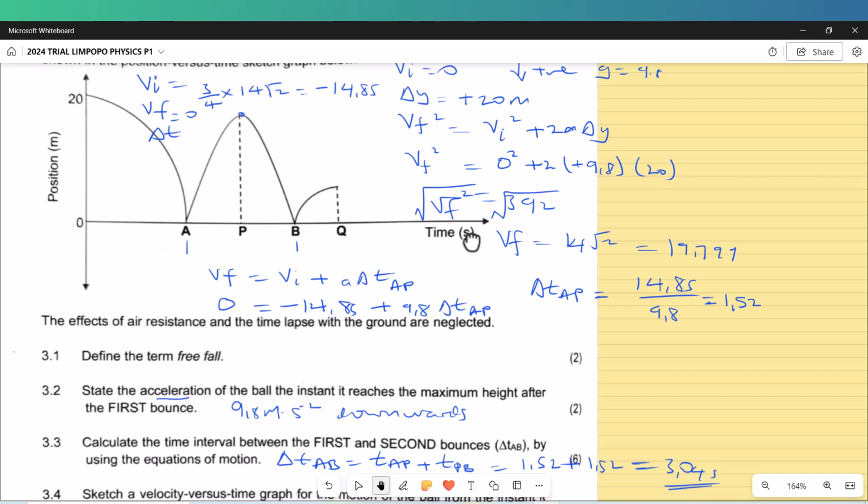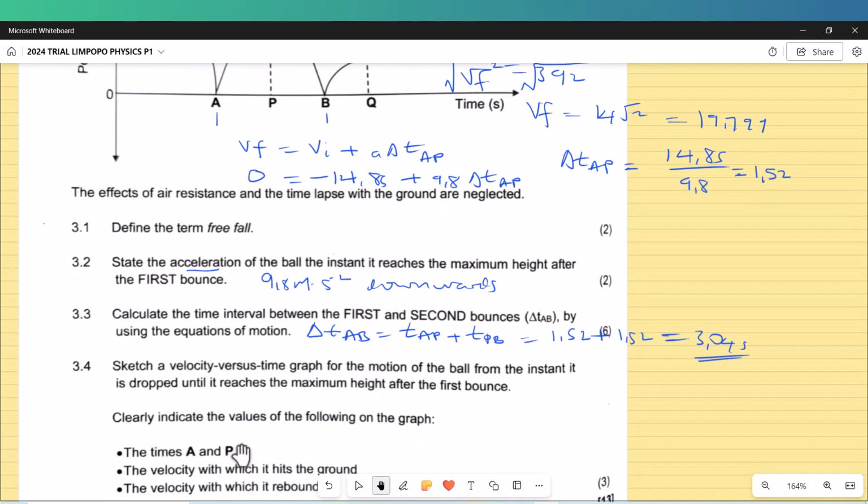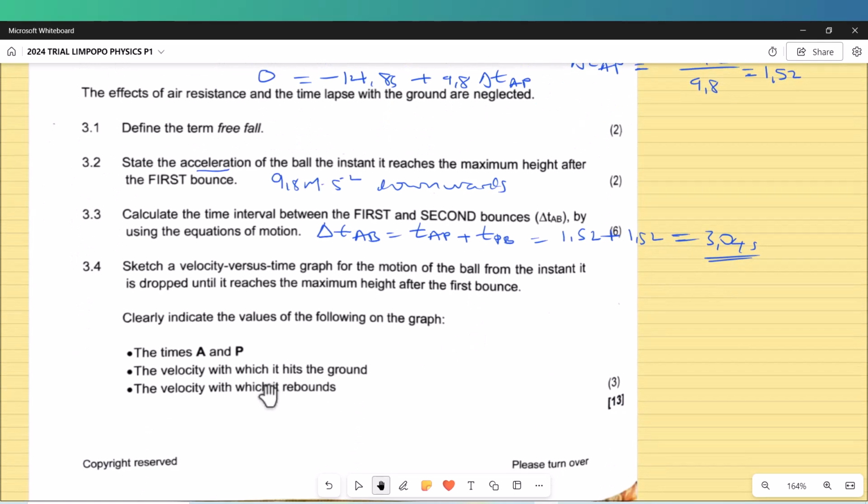Okay, next question here. From P to B, what does it say? As you can see, 0.02 meters. Sketch a graph of distance versus time for the motion of the ball from the instant it is dropped to the place it reaches its maximum height after the first bounce. Clearly indicate the values of the following on the graph. Now from my calculator here, the velocity with which it bounces at P, let's find out.